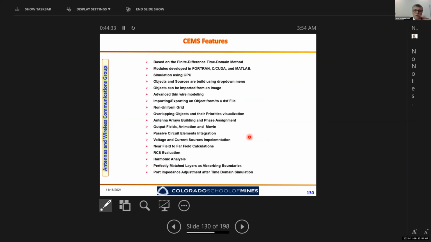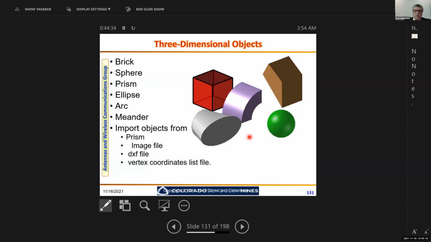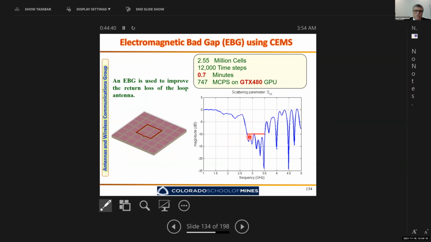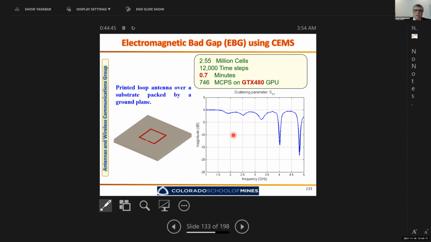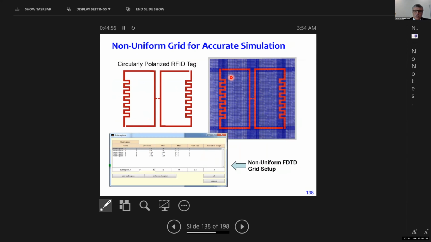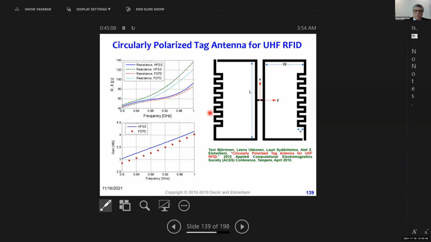And with this package, we can have all kinds of objects, also all these circuit elements. I'm going to show you here, for example, a very simple loop antenna being excited on a very, very old graphic card using 0.7 minute. And when we put an EBG structure under it, the same time is used to simulate the entire structure. This slide shows the non-uniform discretization on a design of a circularly polarized tag antenna, compared with other solutions as well as with measurements.